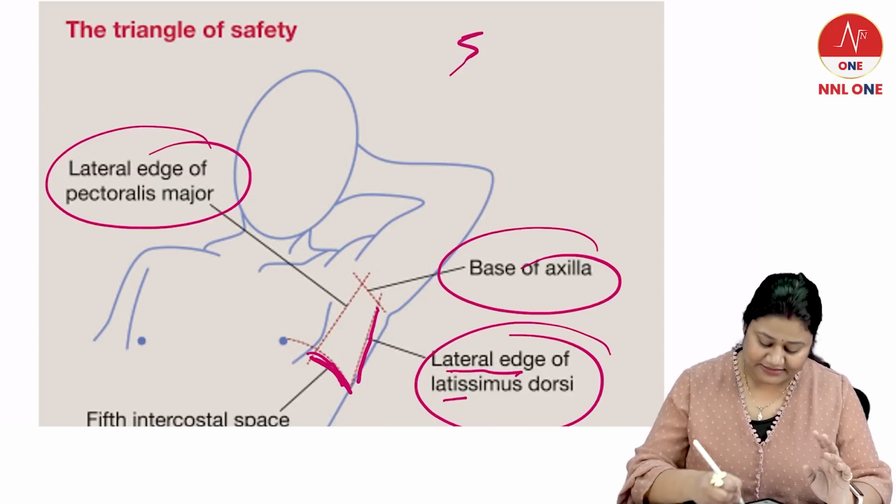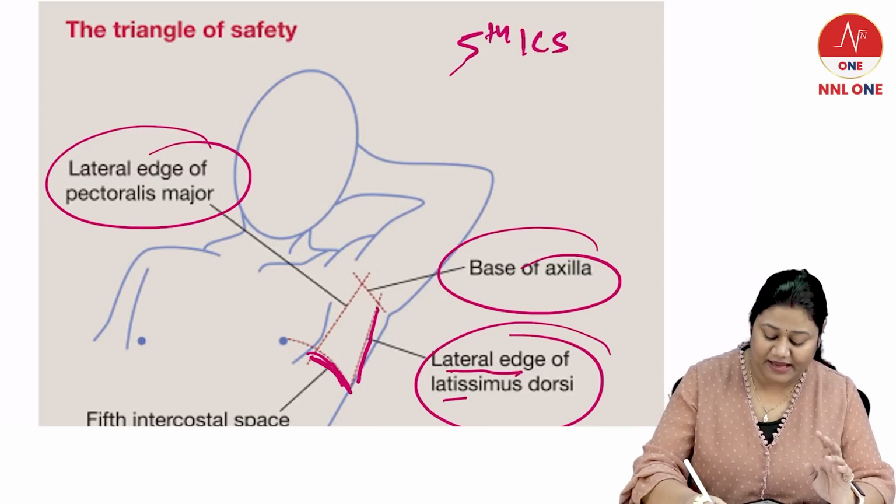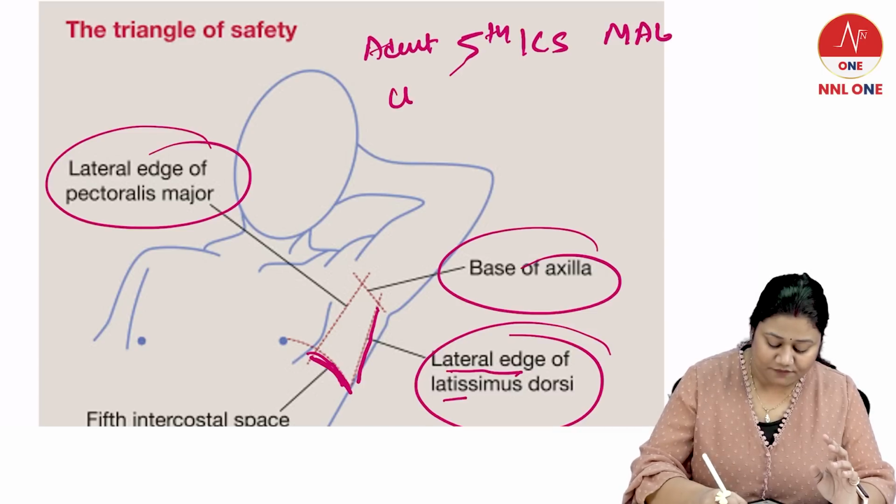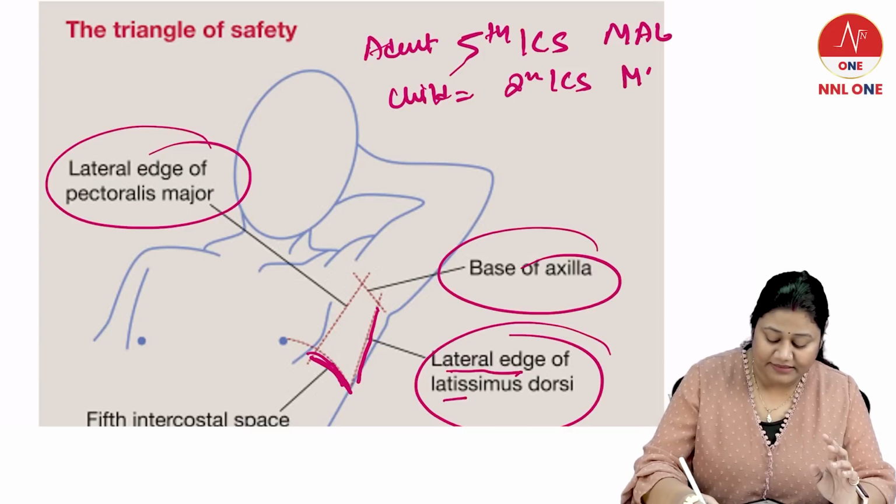What is the site? You can say it is the fifth intercostal space, mid axillary line in case of an adult. In case of a child, the site will be the second intercostal space, mid clavicular line.